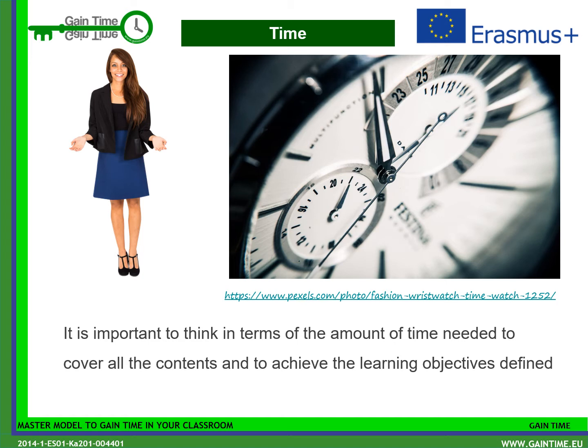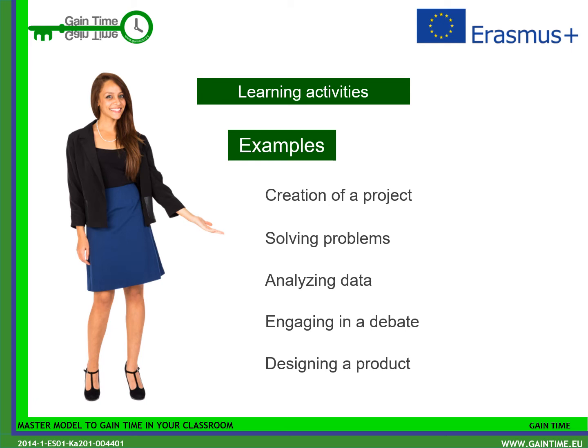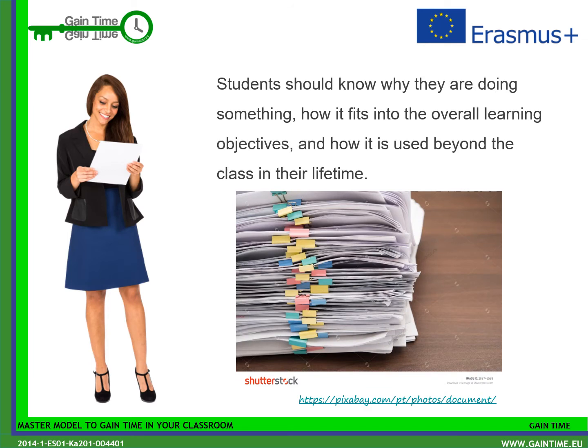The learning objectives and outcomes should be aligned with the activities that students will do before, during, and after the flipped classroom experience. All activities should be described in order to make clear how the learning objective will be met. Examples of activities are the creation of a project, solving problems, analyzing data, engaging in a debate, designing a product, and so on. Students should know why they are doing something, how it fits into the overall learning objectives, and how it is used beyond the class in their lifetime.